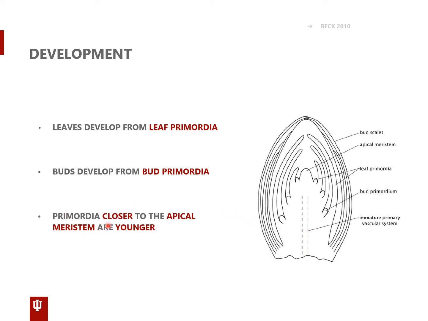And the way this works is that primordia, whether it's bud or leaf, that are closer to the apical meristem are younger. So these ones just developed. These ones developed a little bit a while ago and are sort of starting to develop more so that you can start to differentiate between what is what. So that's what's going on inside of a bud, if you were to sort of look at it. And the entire thing is encapsulated by these bud scales.